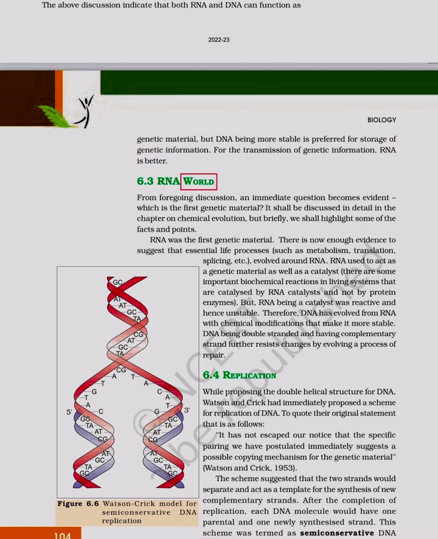6.3 RNA world. From the foregoing discussion, an immediate question becomes evident: which is the first genetic material? It shall be discussed in detail in the chapter on chemical evolution, but briefly, we shall highlight some of the facts and points. RNA was the first genetic material. There is now enough evidence to suggest that essential life processes such as metabolism, translation, splicing, etc., evolved around RNA. RNA used to act as a genetic material as well as a catalyst.